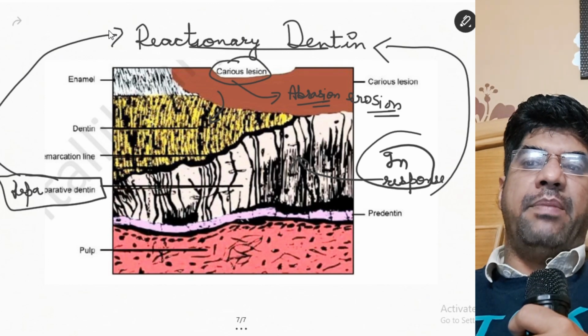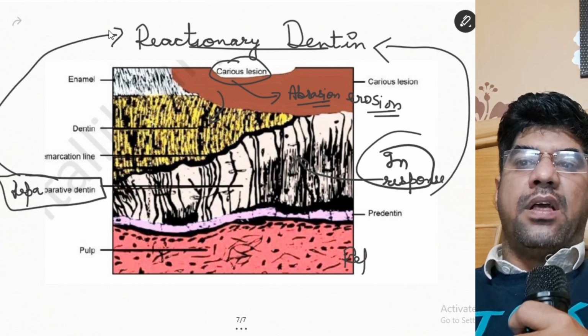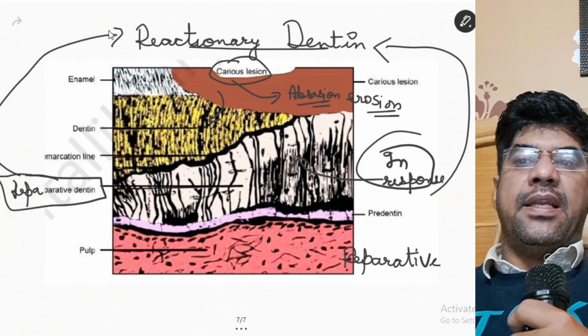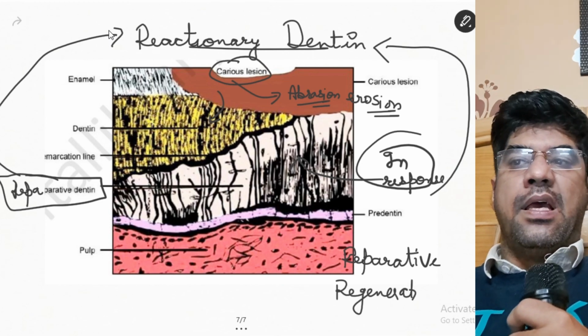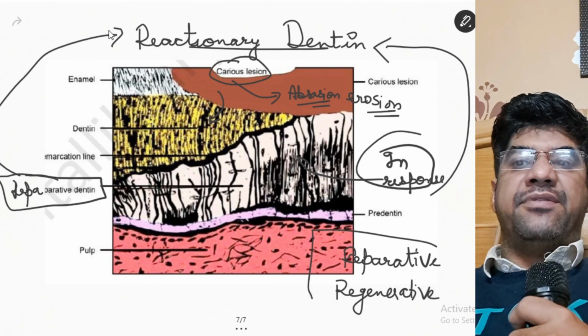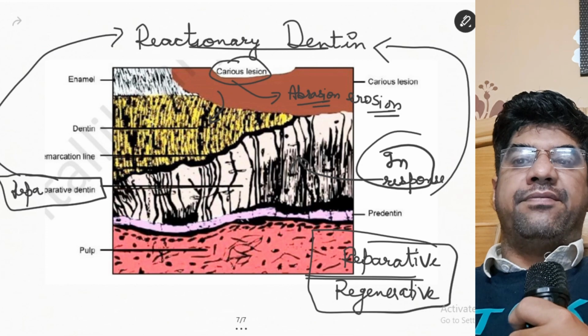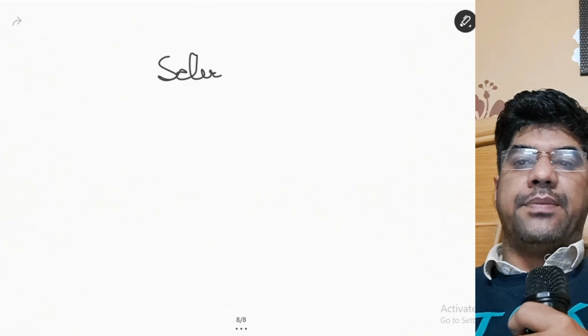Reactionary dentin means the pre-existing odontoblasts. The reactionary dentin is formed by deposition of the pre-existing odontoblasts that have survived the injury, whereas the reparative dentin is formed by deposition of newly formed odontoblast-like cells.